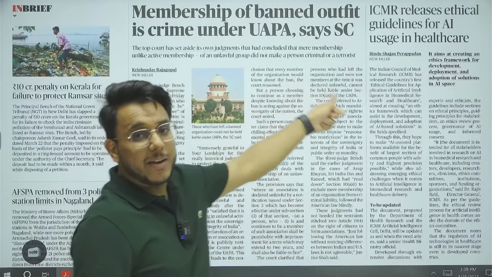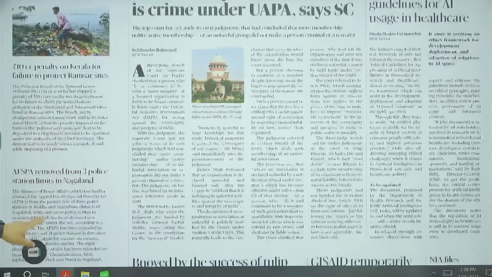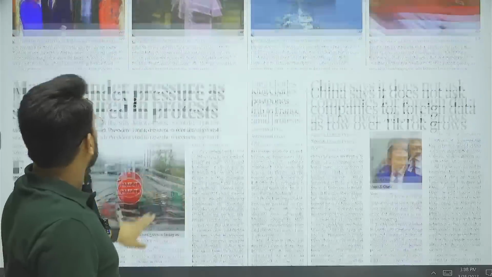Just as an example we can cite it. Then further moving on, penalty for failure to protect Ramsar sites. So two of the Ramsar sites have been mentioned, we'll take up here. Then guys, after that further moving on, we come to the world page.